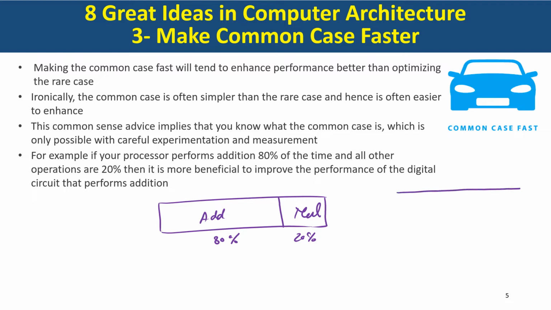Let's say you have an operation that takes 10 seconds with the original design: 8 seconds for the addition and 2 seconds for the multiplication. Let's say the improvement in the multiplication is 100%. Of course, this is an imaginary case, where you can reduce the delay of the multiplication circuit by 100%, making it 0. So in that case, the operation that takes 10 seconds, 8 seconds addition and 2 seconds multiplication, will take only 8 seconds.